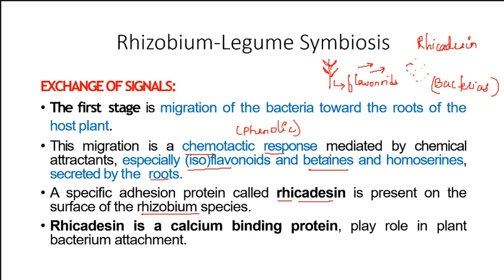Rhicadhesins are surface proteins which help in the attachment of the bacteria to the leguminous plants. This rhicadhesin is a calcium binding protein which plays an important role in the attachment. So what we discussed is that a leguminous plant releases phenolic compounds like flavonoids, betaines, homoserines, and these chemicals are sensed by the bacteria. These bacteria have rhicadhesin on their surface, which helps in their attachment with the leguminous plants. So rhicadhesin is an attachment protein present on the surface of the bacteria.